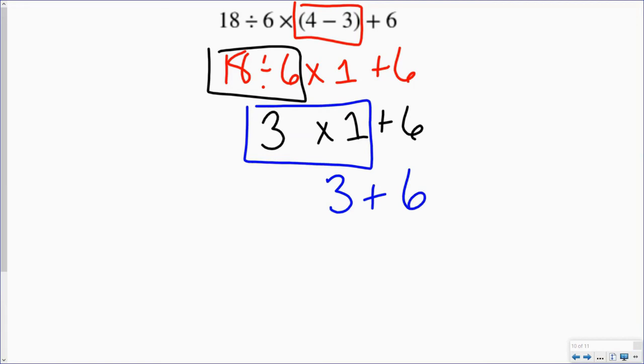That takes care of all my multiplication and division. So now I'm going to look at addition and subtraction. Well, I only have addition left. So 3 plus 6 is 9. So 18 divided by 6 multiplied by parentheses 4 minus 3 parentheses plus 6 gives me 9.